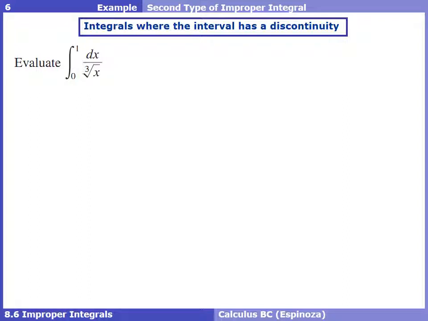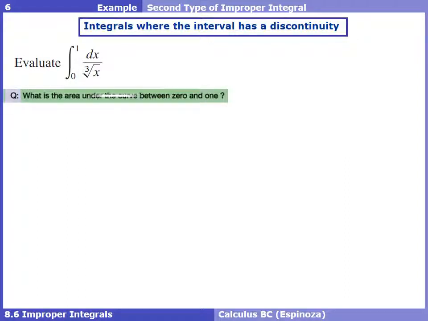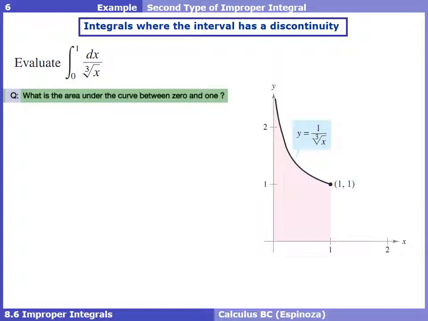Okay, one more example of this second type of improper integral. Why is this an example of an improper integral? Well, what this integral is asking us to do is to find the area under the curve between 0 and 1. If you need a little visual of that, here you go. We're trying to find the area from 0 to 1 under this curve, 1 over the cubic root of x.